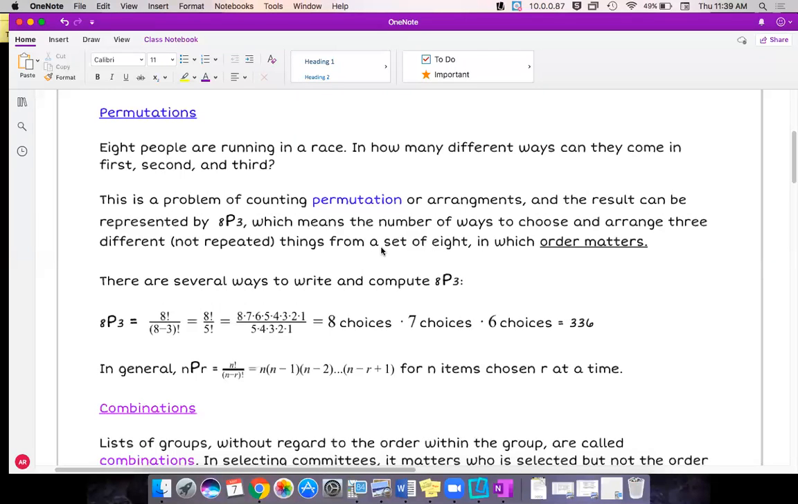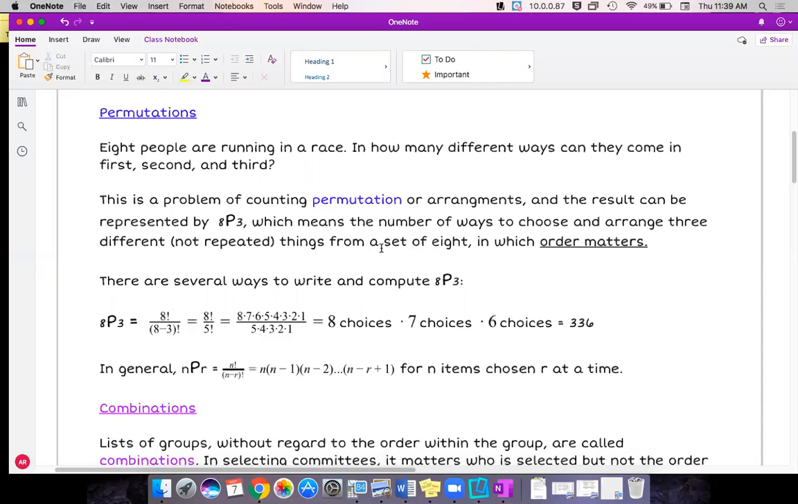Hi guys, this is going to be a quick video, hopefully a review, because I think you guys learned this when you were in geometry: permutations and combinations. So the first one we're going to talk about is a permutation. It says 8 people are running in a race. In how many different ways can they come in first, second, and third place?